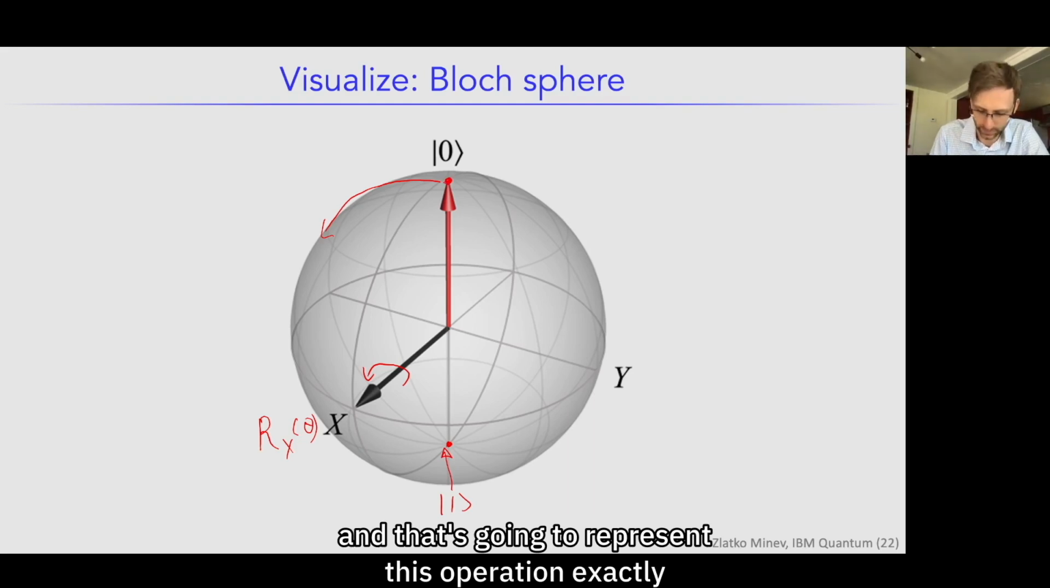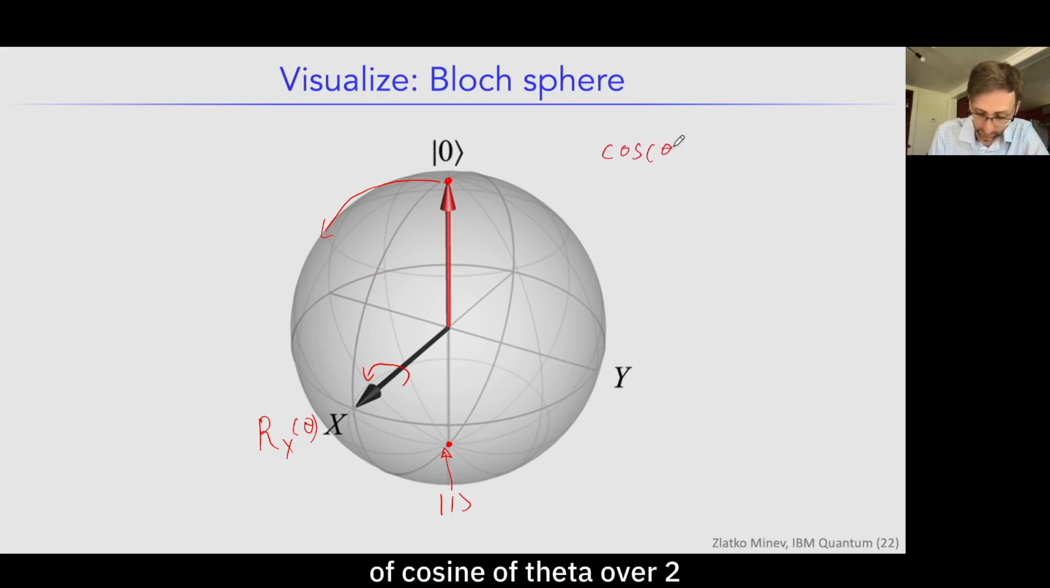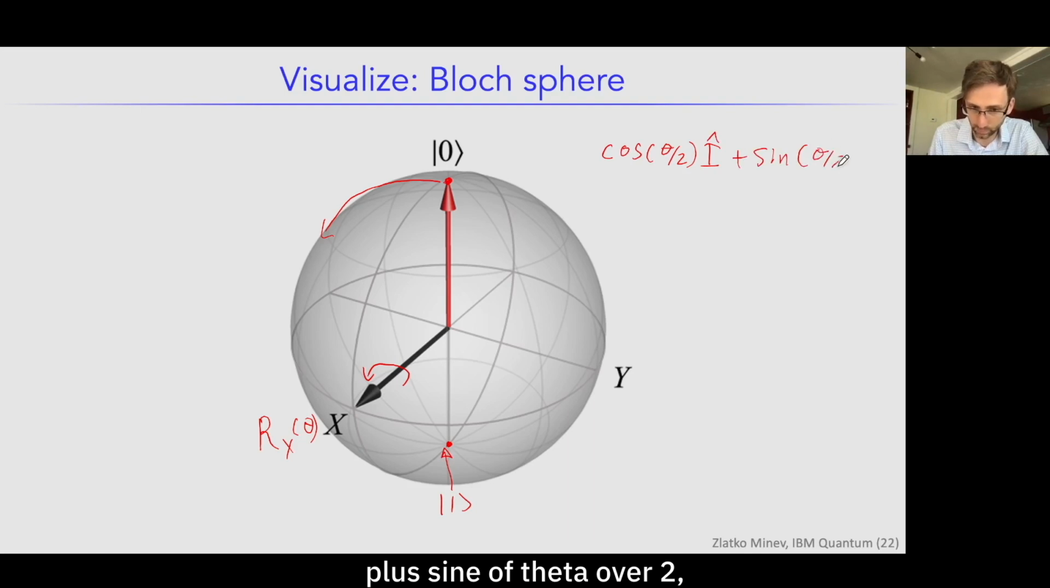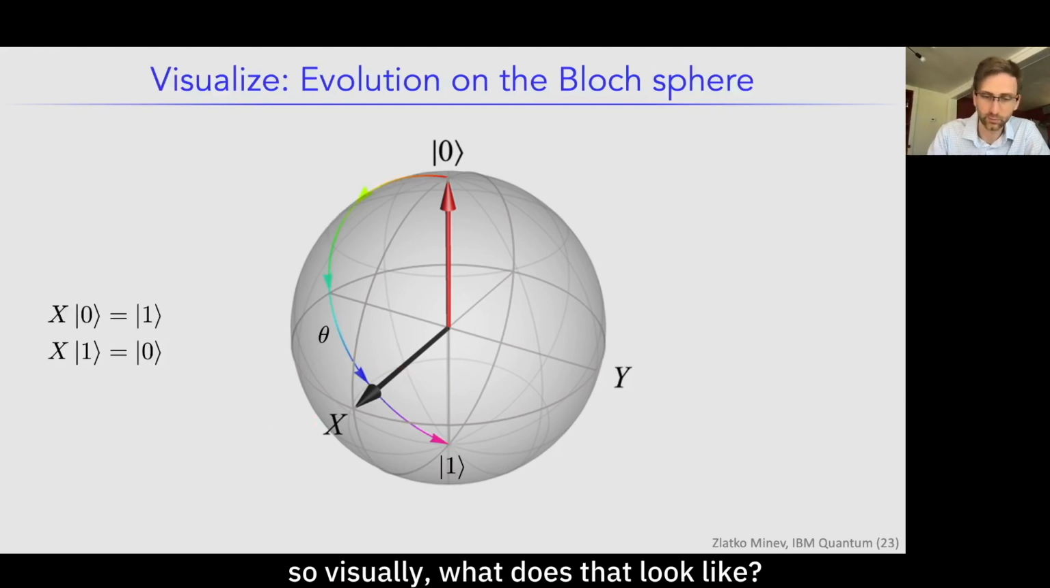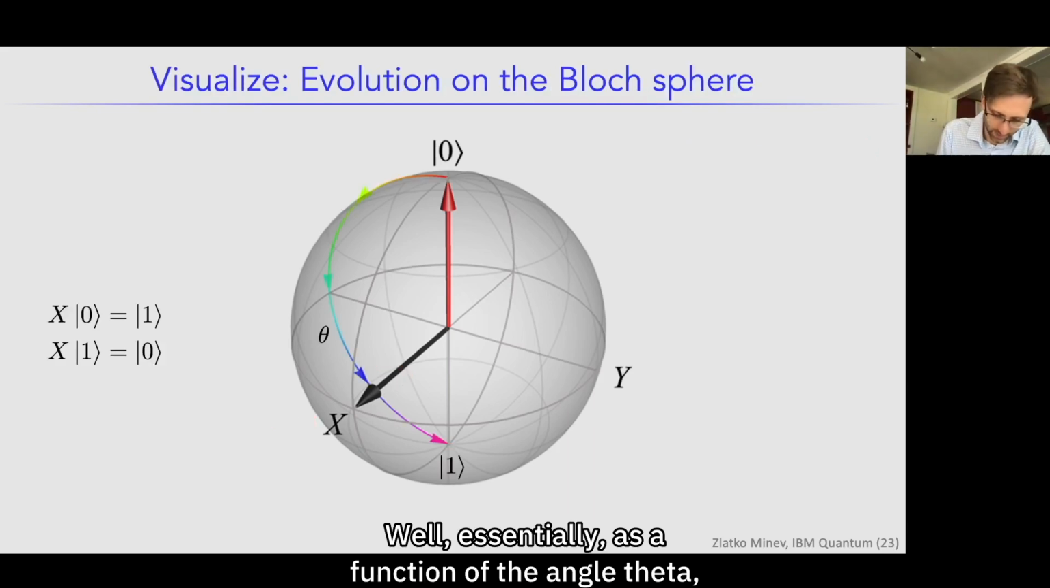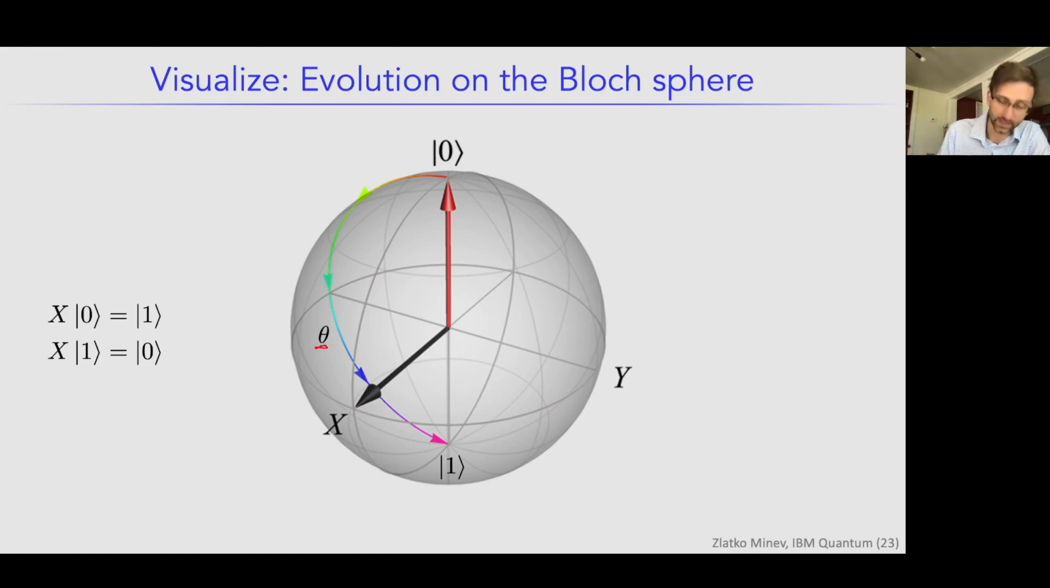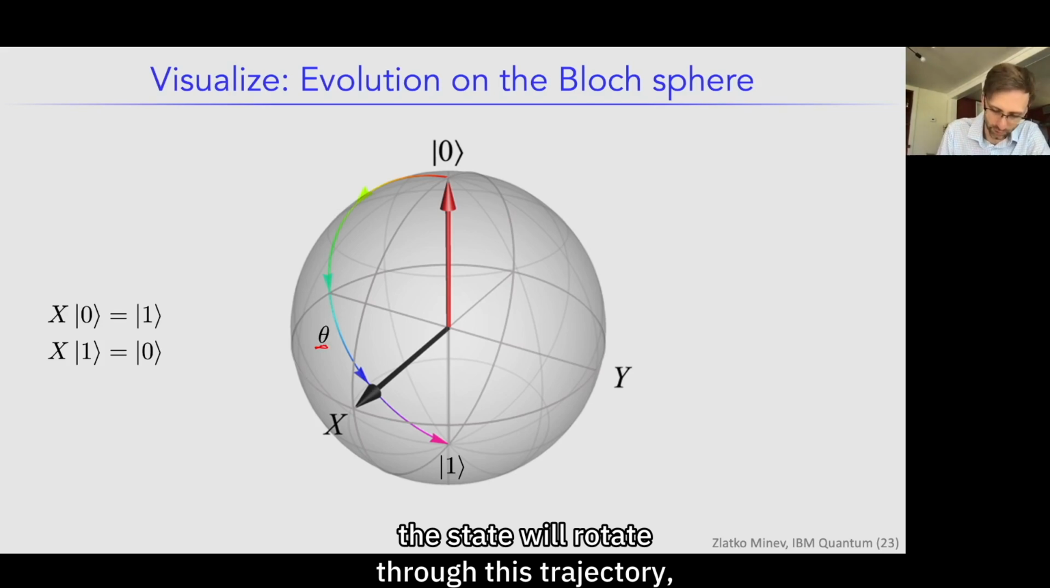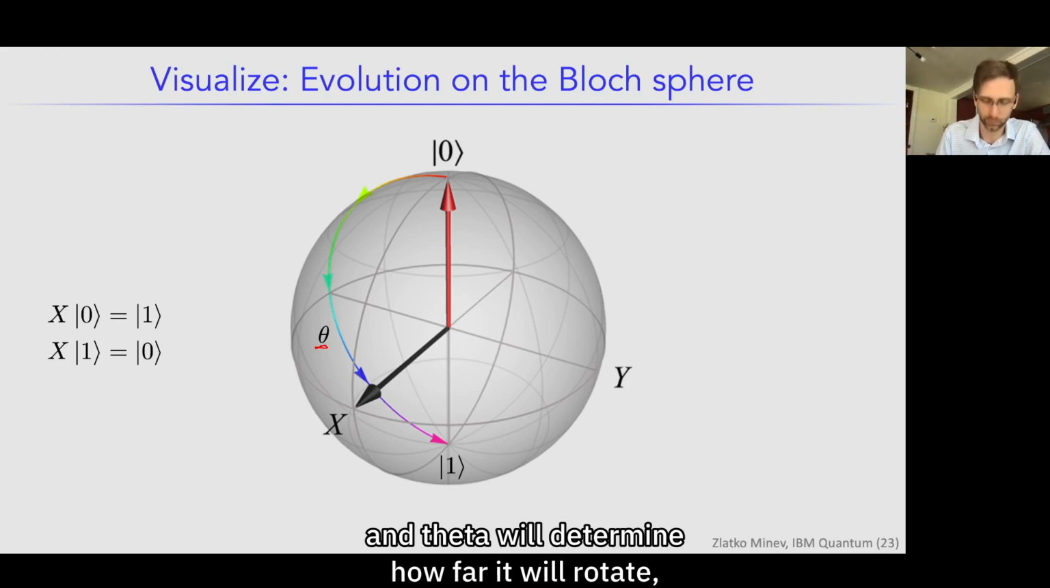And that's going to represent this operation exactly of cosine of theta over 2 on the identity gate plus sine of theta over 2, and excuse me, it's minus i sine theta, not plus, on the X hat. So visually, what does that look like? Well, essentially, as a function of the angle theta, the state will rotate through this trajectory, and theta will determine how far it will rotate.